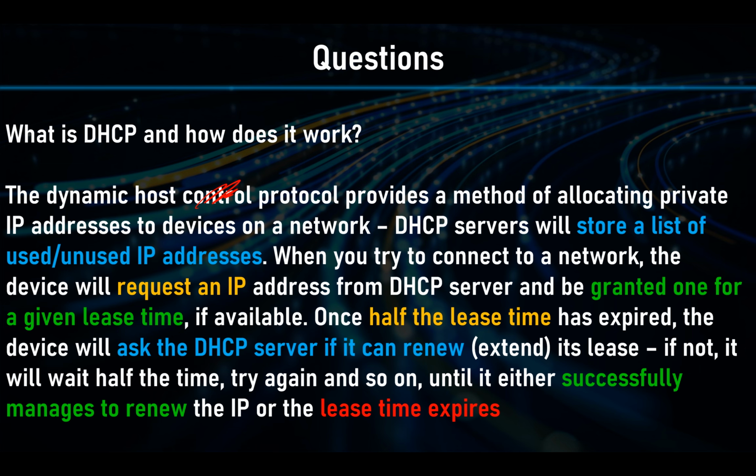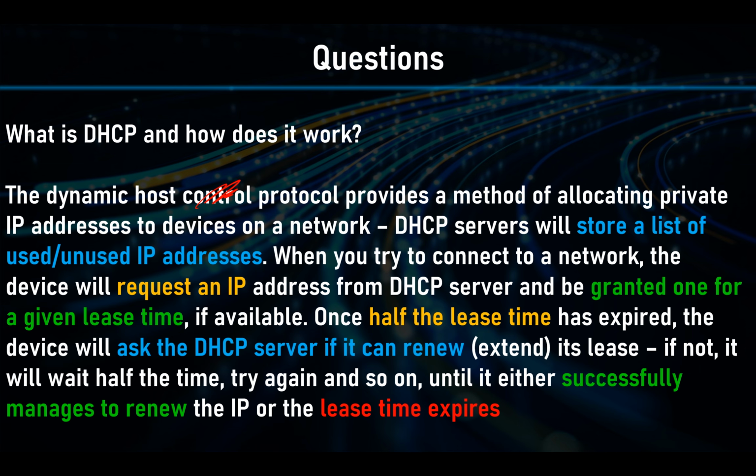So DHCP servers will store a list of used and unused IP addresses. When you try to connect to a network, the device will request an IP from the DHCP server and be granted one for a given lease time, if there's an IP available. Once half the lease time has expired, the device will then ask the DHCP server if it can renew or extend its lease.